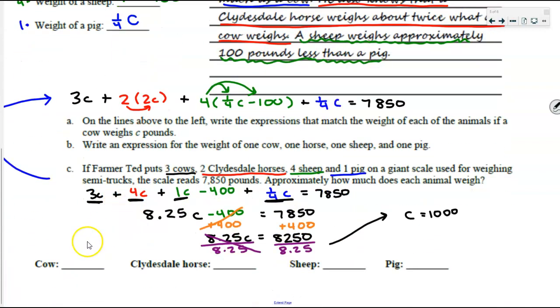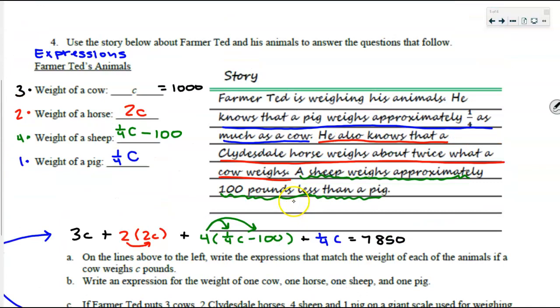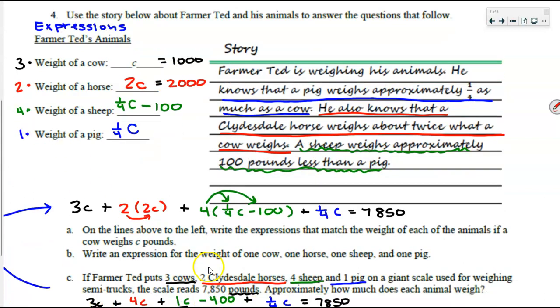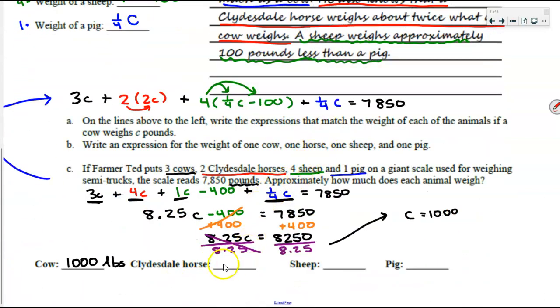So, what is the weight of a cow? 1,000. 1,000 what? Pounds is our unit of measure. 1,000 pounds. What about those Clydesdale horses? A Clydesdale horse is 2C. So that's going to be Lachlan, 2,000. So the weight of that Clydesdale horse is 2,000 pounds.